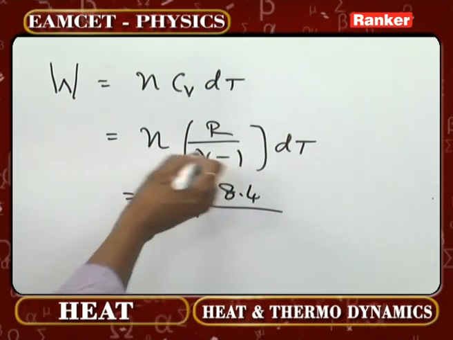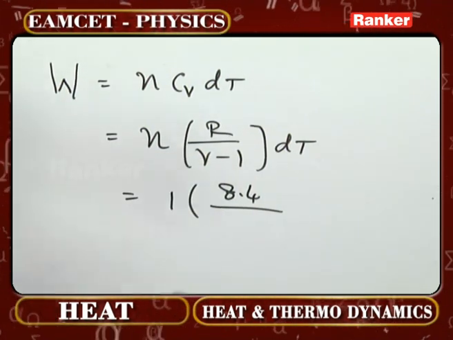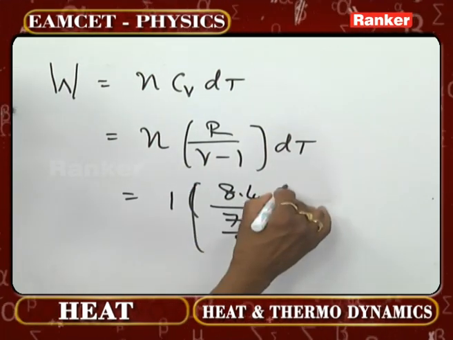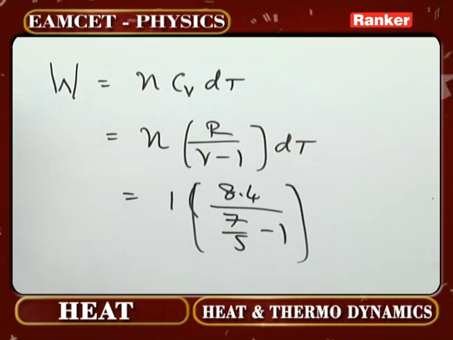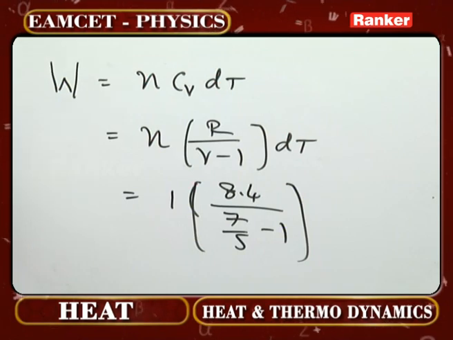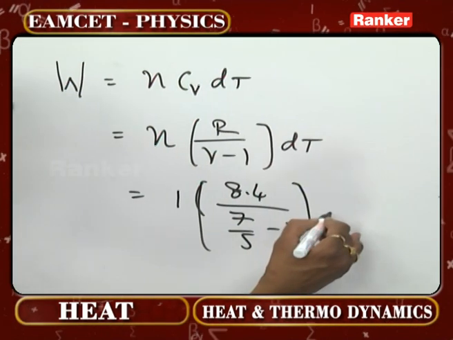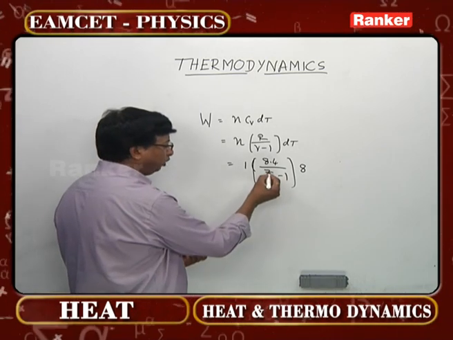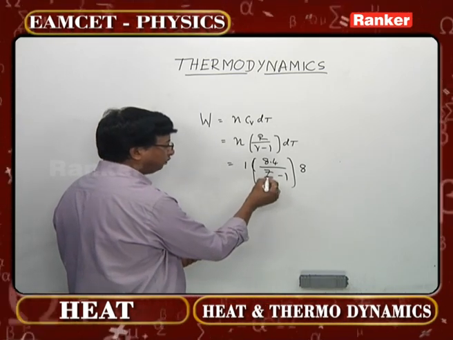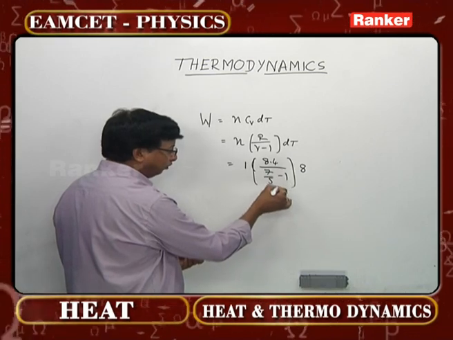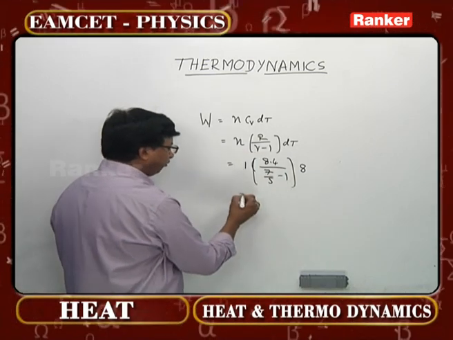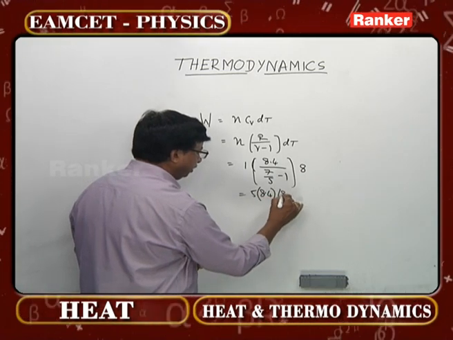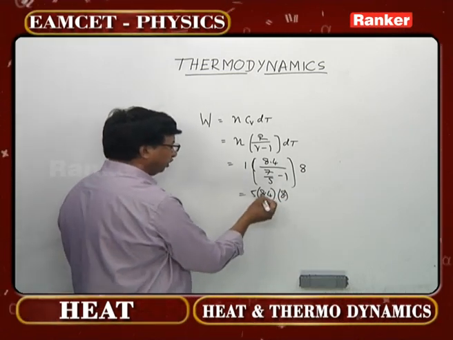What is the other value given? Gamma, he is telling us 7/5 minus 1, that is the value, into what is the variation in temperature you are finding? 27 to 35, it now will be simply 8. Now whatever the value here you get, 7/5 minus 1 means how much it will be? 2/5. So 5 goes up. So 5 times 8.4 into 8. 8 8s are 64, right?